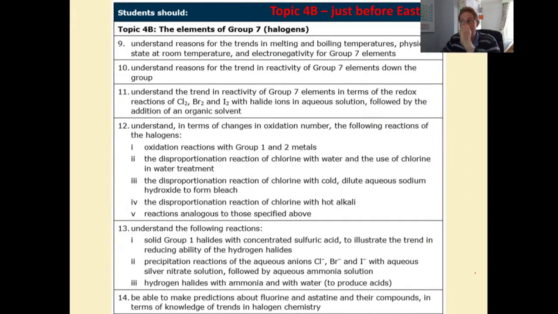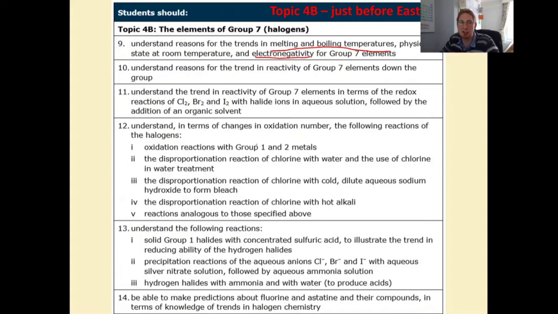For Topic 4b, we looked at Group 7, the reasons for the trends in melting and boiling points, physical states, and the electronegativity. What are the reasons for those trends? Understand reasons for the trends in reactivity of Group 7 elements down the group. Understand the trend in reactivity of Group 7 elements in terms of the redox reactions with halide ions, followed by the addition of organic solvent. Again, most of that's GCSE, just with the addition of adding cyclohexane or similar.